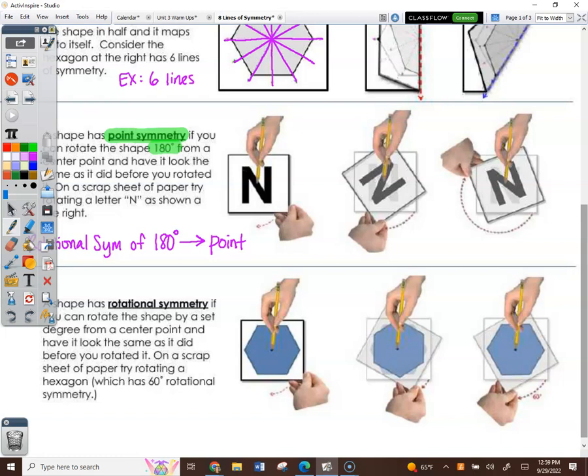Think of a square. Focus on just the black outer square. Ignore the shape on the inside, the hexagon. How many sides does a square have? Four. What's the smallest number of degrees I could turn a square and it would land back on itself? 90. If you do 45, it's not going to land in the same spot.